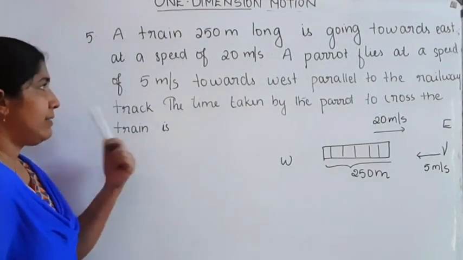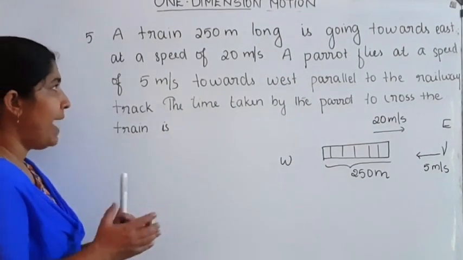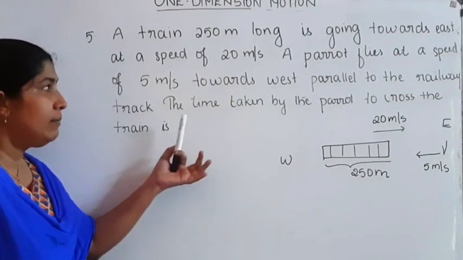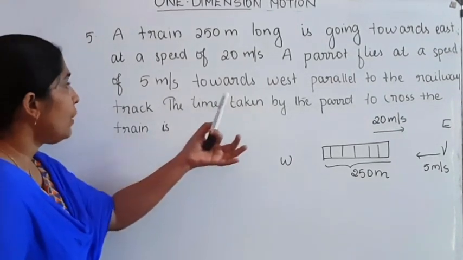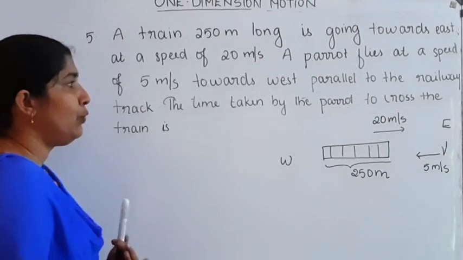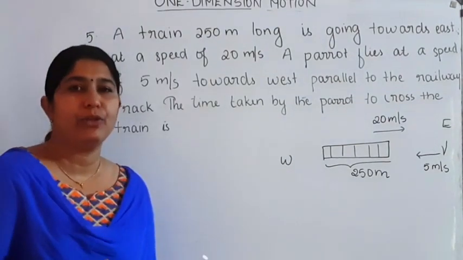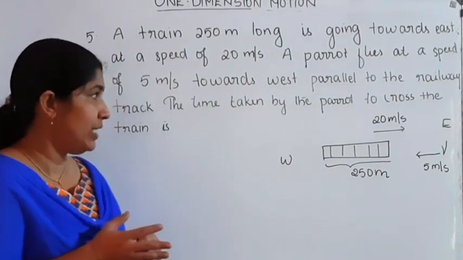Parallel to the railway track. Both are moving in a parallel manner. The time taken by the parrot to cross the train is... We want to find out the time taken by the parrot to cross the train. That's the question.